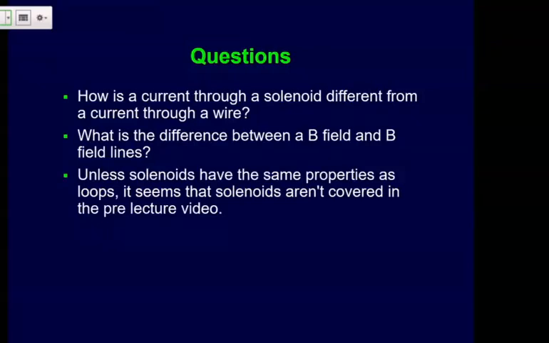Do solenoids have the same properties as loops? It seems that solenoids aren't covered in the, I'm not sure. Sorry, I'm not sure. I think they're in there, but maybe they're not. I also think I mixed up the order of the videos. I don't know if anyone noticed that. Sorry about that, that was probably confusing. But a solenoid is just like putting a bunch of loops together, so it really does inherently have the same properties.